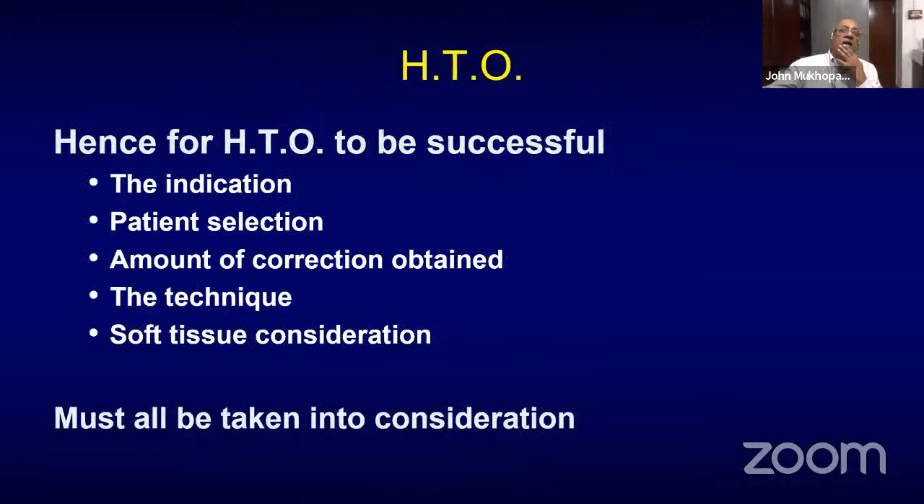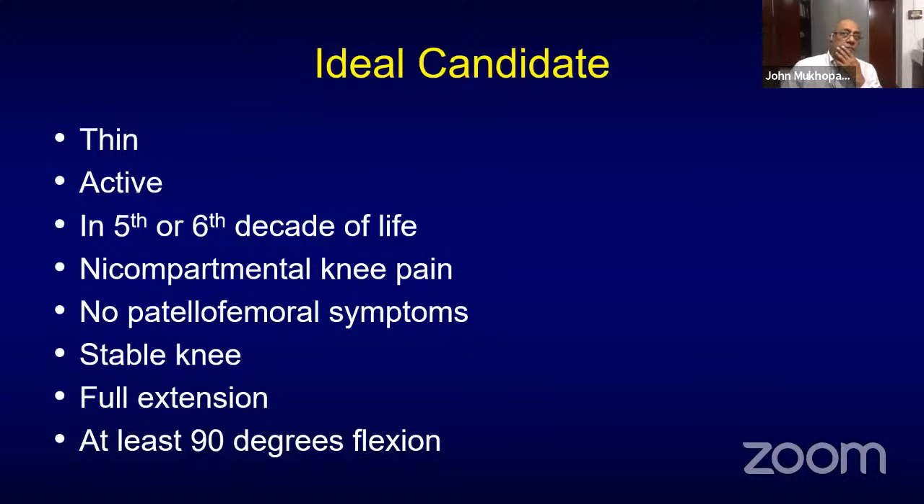So what it told us is that for the H.T.O. to be successful, you had to pick the right indication. You had to be careful about your patient selection. You had to be clear about the amount of correction you needed and you had to obtain it. The technique was important in terms of soft tissue considerations, etc. And you really need to take all of these into consideration before deciding that your H.T.O. is working or not. So who is the ideal candidate?